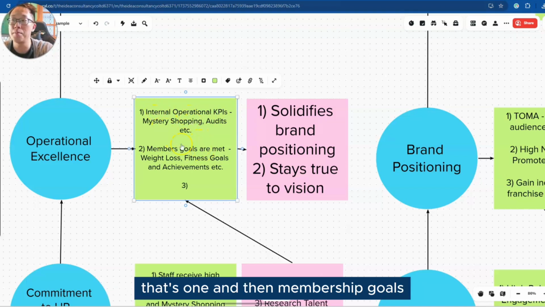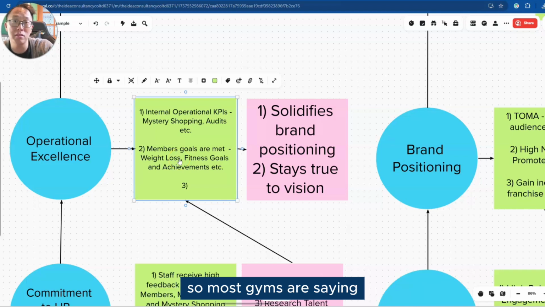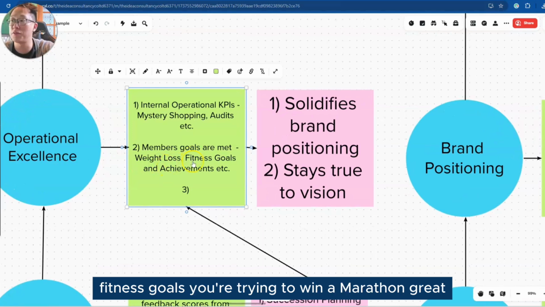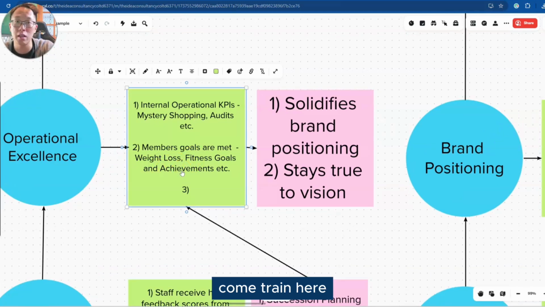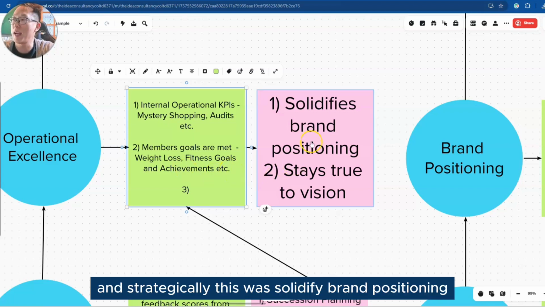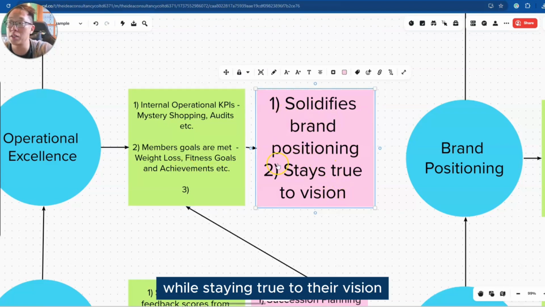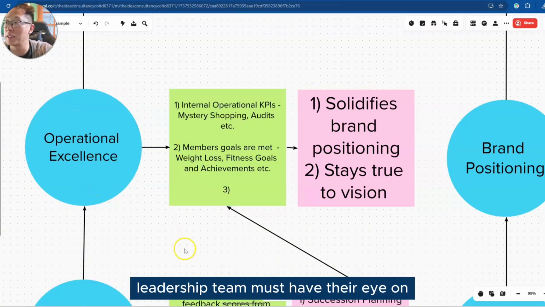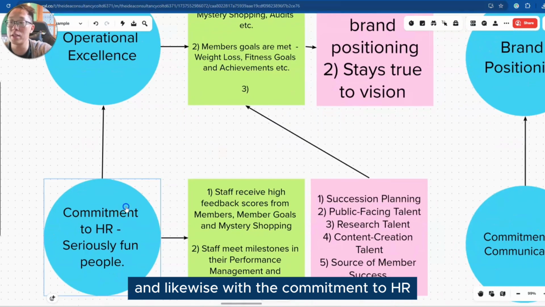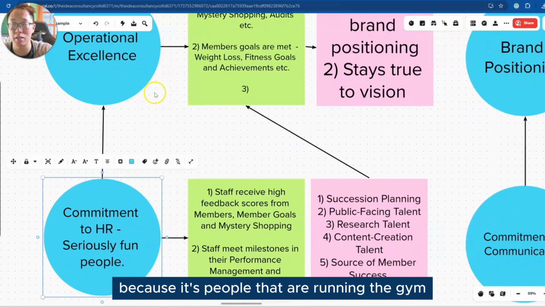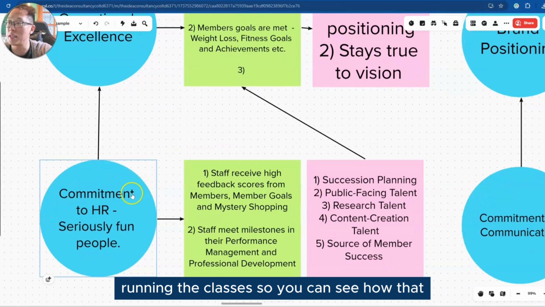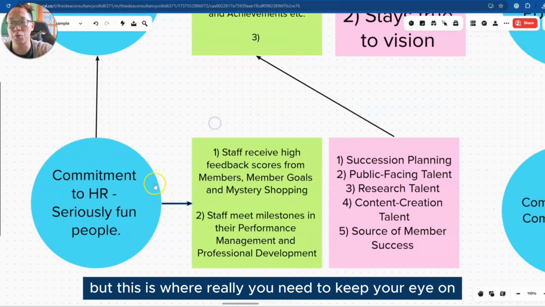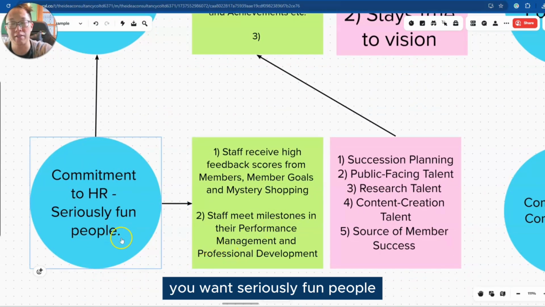That's one. And then membership goals, which is what their whole brand promise is about. So most gyms are saying, come here and we'll get you weight loss goals, fitness goals. You're trying to win a marathon? Great, come train here, get your muscles up and running or whatever, right? And strategically, this would solidify brand positioning while staying true to their vision. So we help you reach where you need to get. So operational excellence is something which the management leadership team must have their eye on. And likewise with the commitment to HR, because it's people that are running the gym, running the classes. So you can see how that links into this, and it tells the manager that these are the things that you're overseeing, but this is where really you need to keep your eye on. You want seriously fun people.